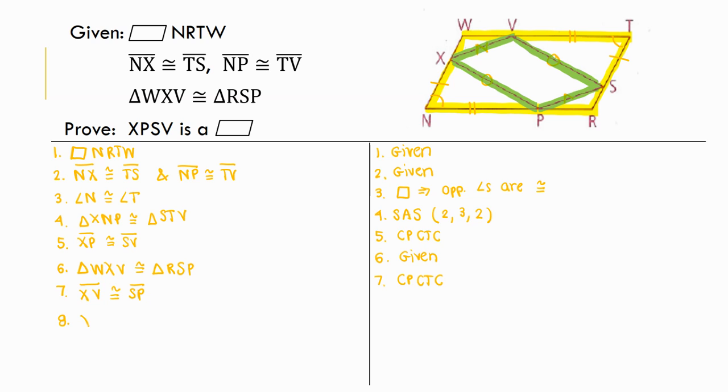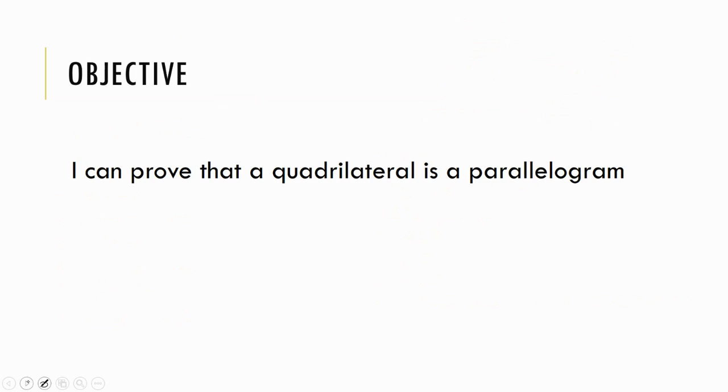So I can say that XPSV is a parallelogram. And this would be because if both pairs of opposite sides are congruent, then I have a parallelogram. Okay, so that's us proving that a quadrilateral is a parallelogram.